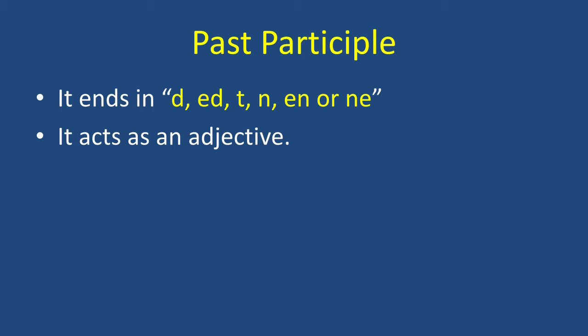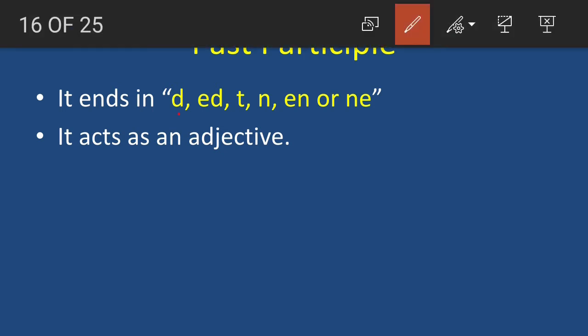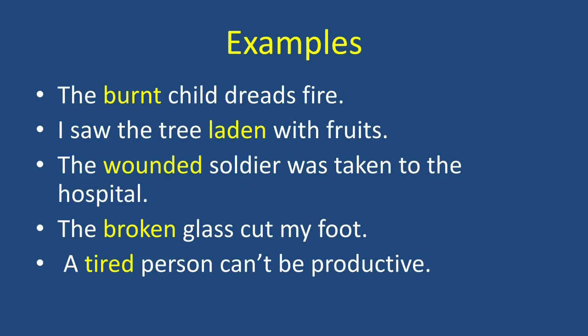Now past participle ends in D, ED, T, N, EN or NE. That is the V3 form, the third form of the verb. And also it acts as an adjective. So whether it is a present participle or past participle, they act as an adjective. Okay. Let's see examples.